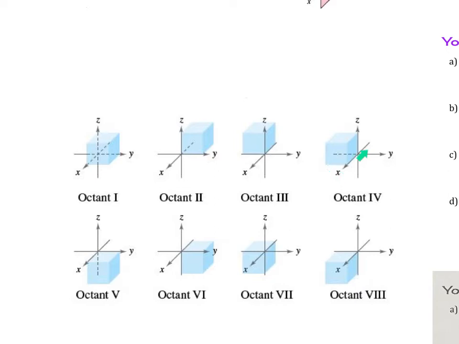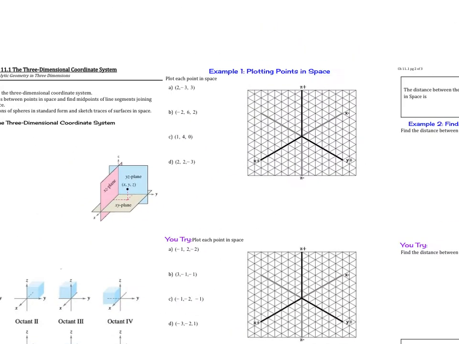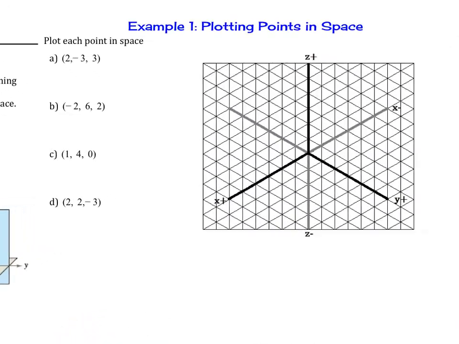And then back over here is our octant 4. Then octant 5, from the top, you just move down, and then it rotates in the same direction. So, in the homework, you have to identify what octant an ordered triple is in. So let's go ahead and plot some points in space.